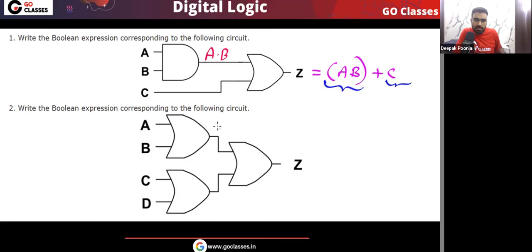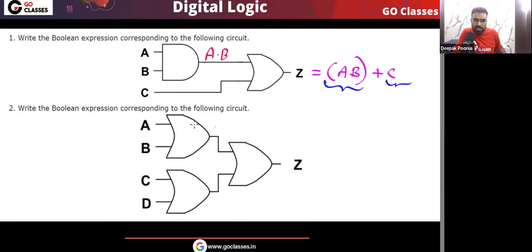Next, write the Boolean expression corresponding to the following circuit. So here you can easily see that for this digital circuit using logic gates, we need to find what the corresponding Boolean expression is. This digital circuit is implementing, or I can say this logical circuit is realizing, which Boolean function.